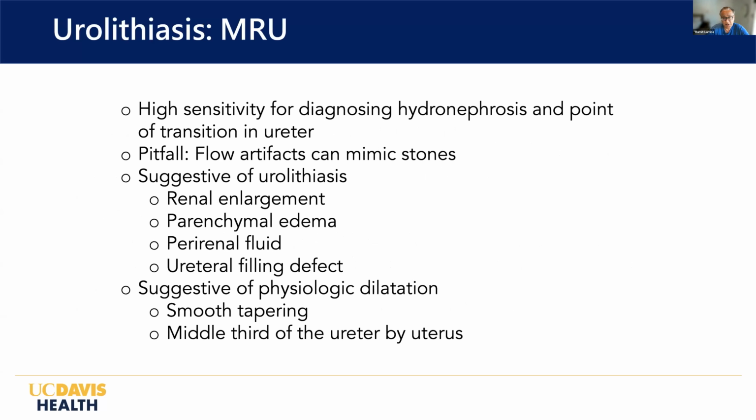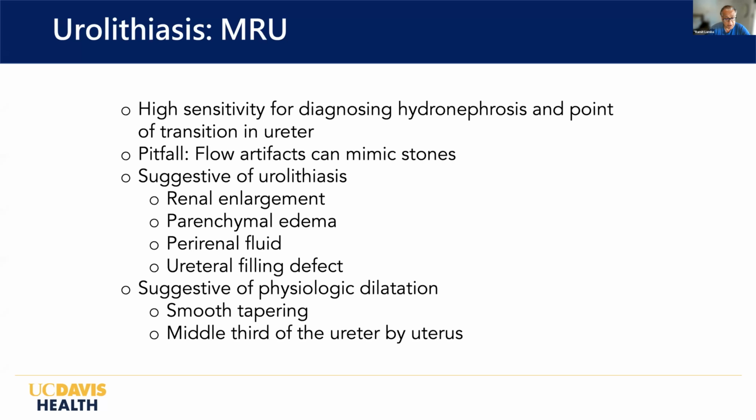This is done without contrast. Essentially, these are heavily saturated T2-weighted images. This is static MRU. They have high sensitivity for diagnosing hydronephrosis and the point of transition. The pitfalls are obviously that flow artifacts can mimic stones. Suggestive of urolithiasis would be asymmetrical renal enlargement, edema of the kidney as evidenced by slightly increased T2 signal. Perirenal fluid, I believe, can be quite specific. And if you can actually identify a filling defect in the ureter, then you can have a diagnosis.